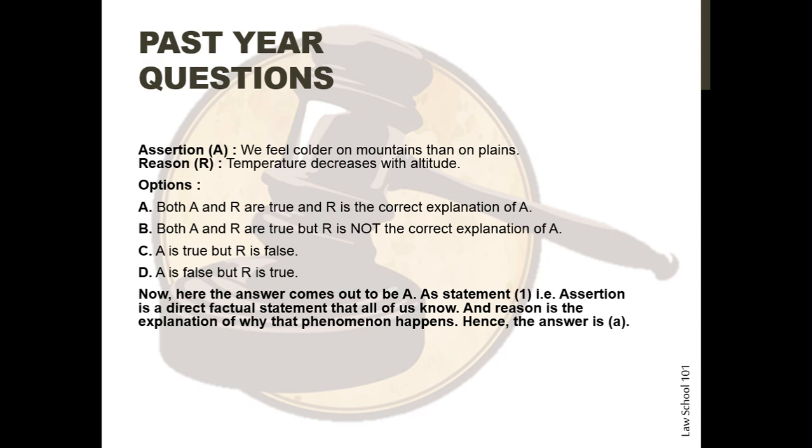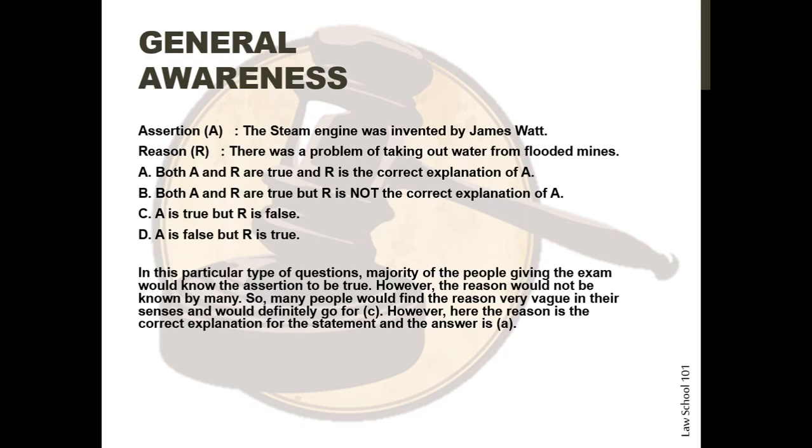Second, and this is also the second question that I'm going to discuss, is an example of how I said that just because a particular reason looks absurd or vague, that does not mean it does not explain the assertion. Assertion here is that the steam engine was invented by James Watt. Reason was there was a problem of taking out water from flooded mines. Now, even though the majority of the examinees would know that assertion is true, they might find reason to be very vague or absurd or unconnected. However, the reason is actually true and is also the exact correct explanation for assertion. Thus, here also the answer would be option A.